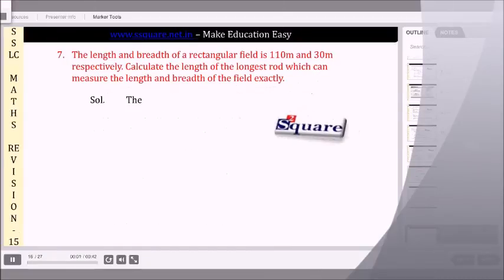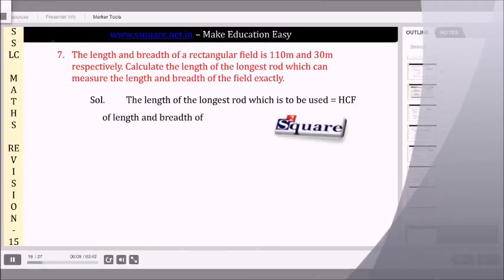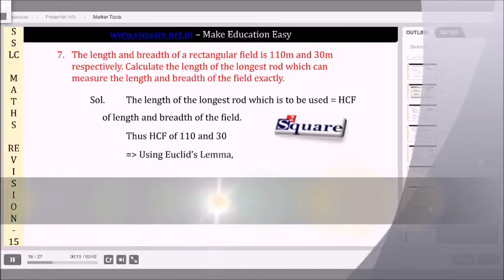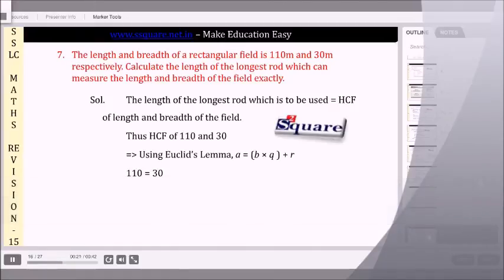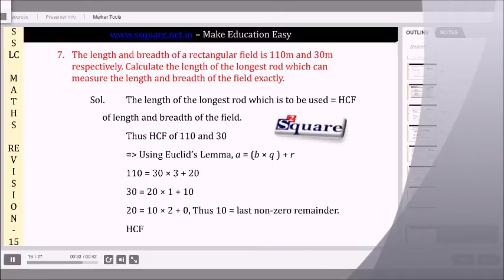Next, the length and breadth of a rectangular field is 110 and 30 meters respectively. Calculate the length of the longest rod which can measure the length and breadth of the field exactly. So they are given length and breadth. By using Euclid's division lemma, we need to find out the HCF of 110 and 30. So 110 is equal to 30 into 3 plus 20, remainder. 30 is equal to 20 into 1 plus 10, 10 is remainder. 20 is equal to 10 into 2 plus 0. So 10 is the last non-zero remainder. So longest rod required is 10 meters.